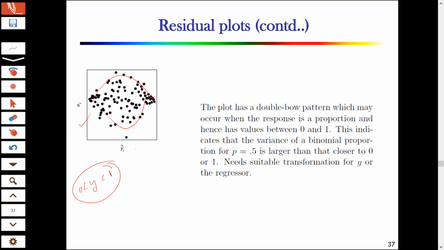So if this is the case here, then it may be that the response variable y is a proportion, and if this is the case, we need to transform y. That means the constant variance assumption is not satisfied.